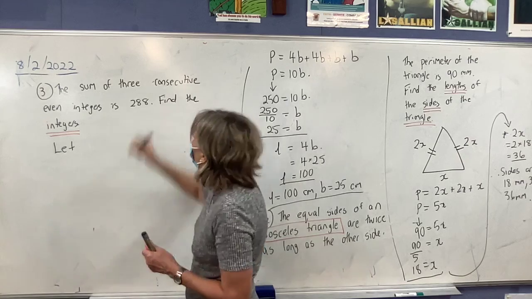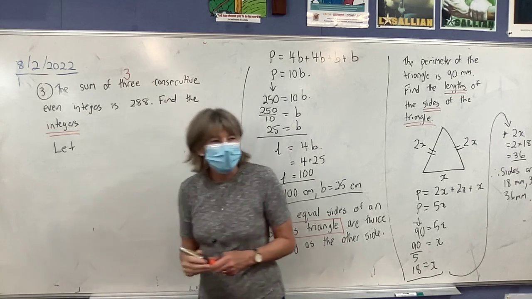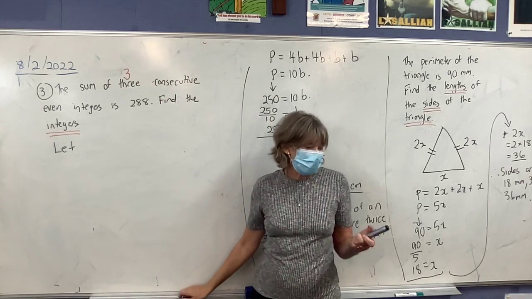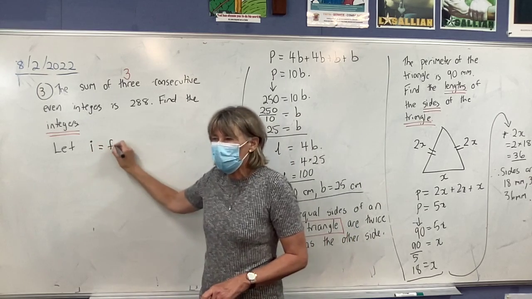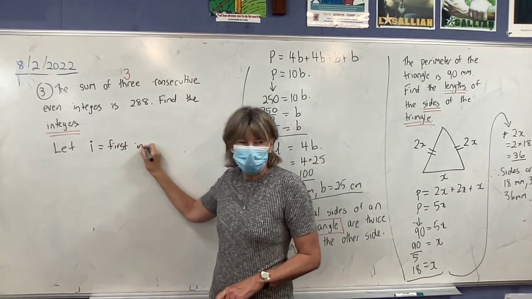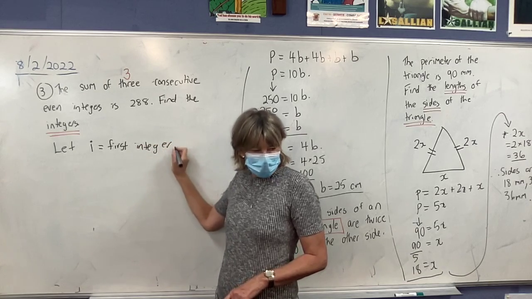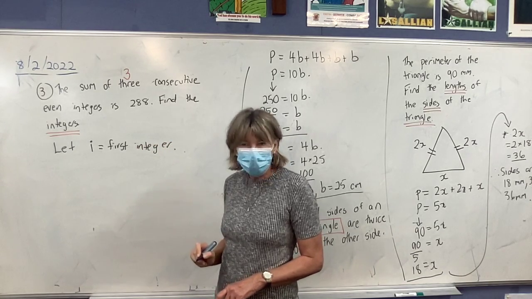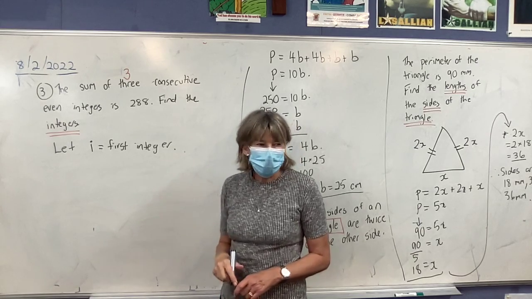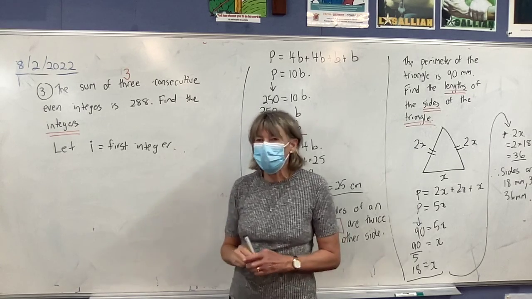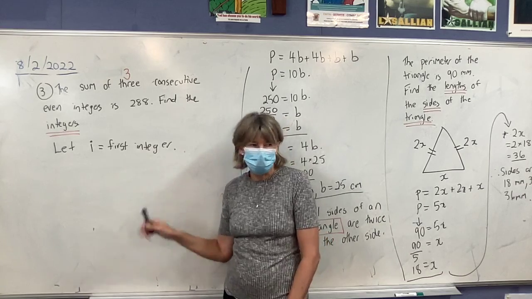If words confuse you, write the number. So we're going to find these 3 integers. So you're better off letting I equal the first integer and going from there. Okay? If you think you know what you're doing, just keep going. If you don't, just go as far as you can. If you're not sure about this first bit, just wait.